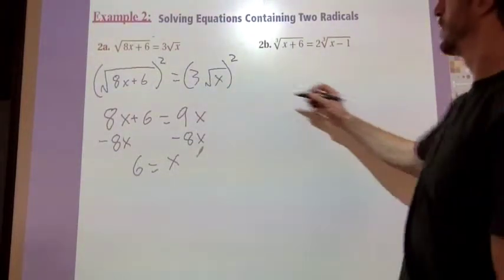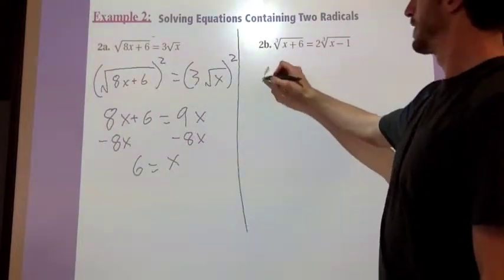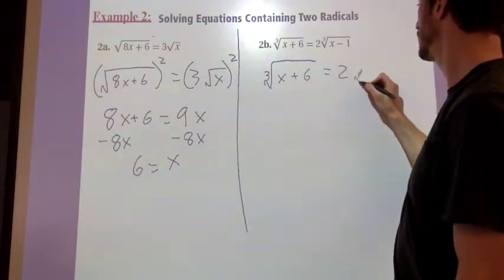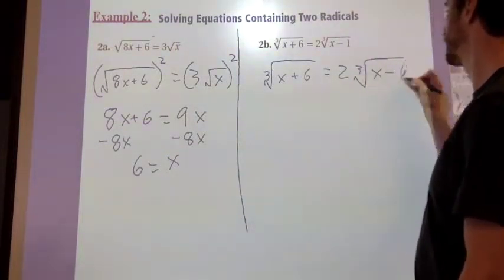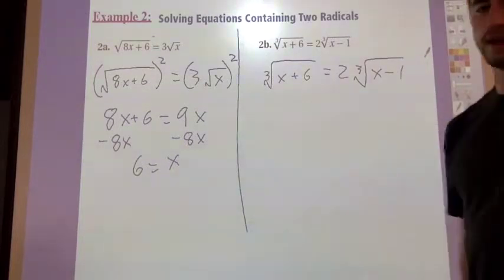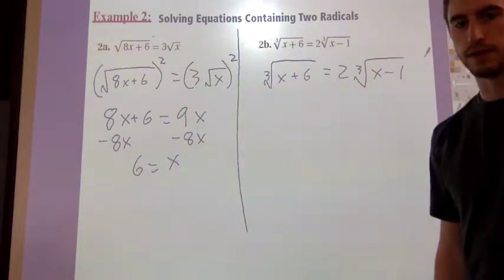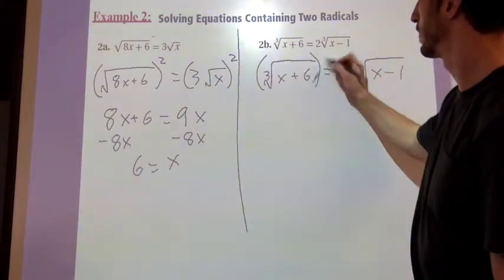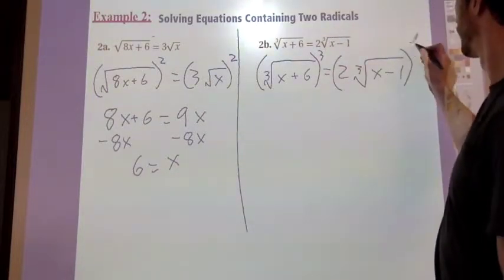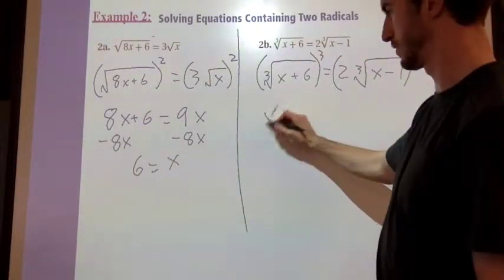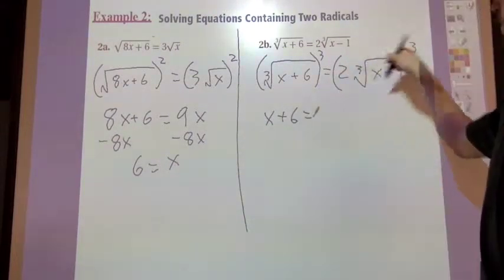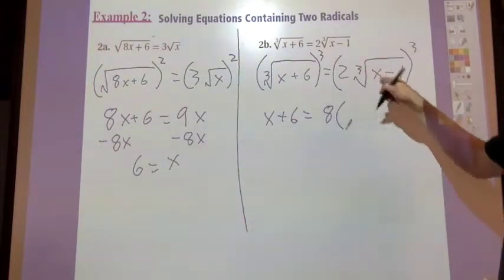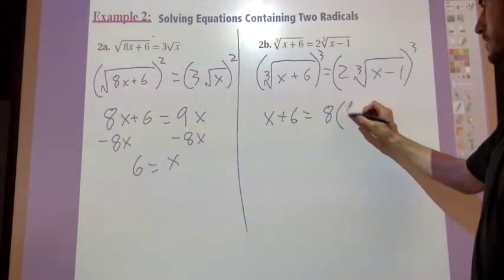All right. This one, we've got the cube root of x plus 6 equals 2 times the cube root of x minus 1. So what I want to do is get rid of those radicals. This time it's the cube root, so instead of squaring both sides, I'm going to cube both sides. I'm going to raise that to the power of 3, raise this to the power of 3. That gets rid of this radical, so I have x plus 6 equals, what's 2 cubed? We already talked about that earlier. That's going to be 8. The cube root of x minus 1 cubed is just going to be x minus 1.